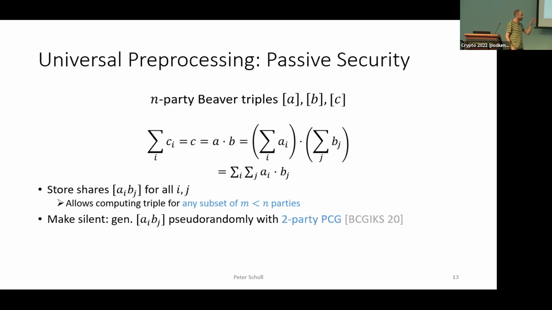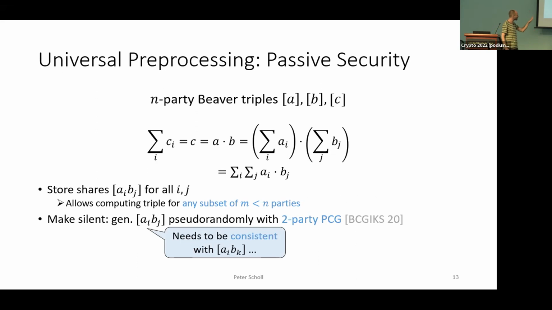And note that because each of these products is just involving two secret shares, A_i and B_j, we only need a two-party PCG to generate this sharing. And thankfully, this can be done quite efficiently using a variant of the LPN assumption, and allows us to translate this preprocessing to have a silent implementation.